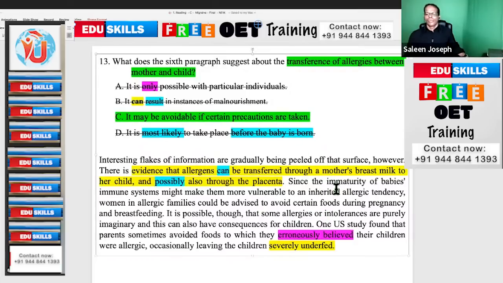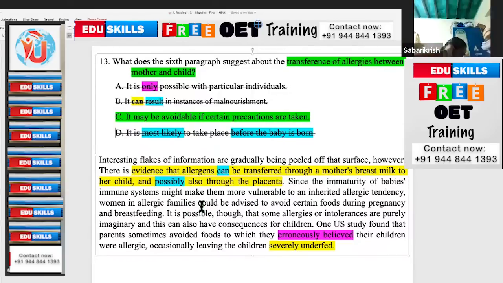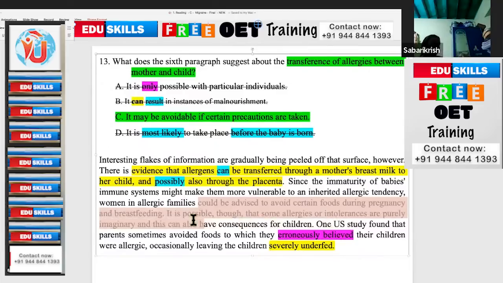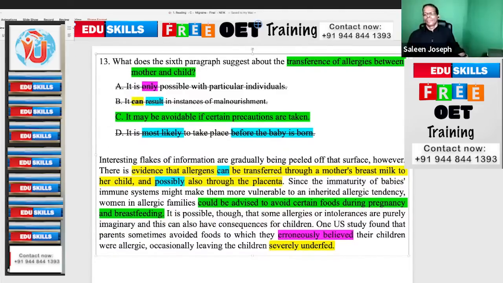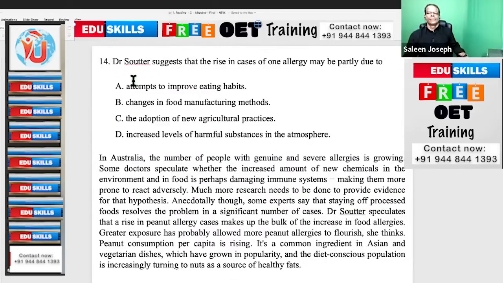What do they say about precautions? Women would be advised to avoid certain foods during pregnancy and breastfeeding. So it may be avoidable if certain precautions are taken. Women in allergic families could be advised to do so. Yes, ma'am. The last one.